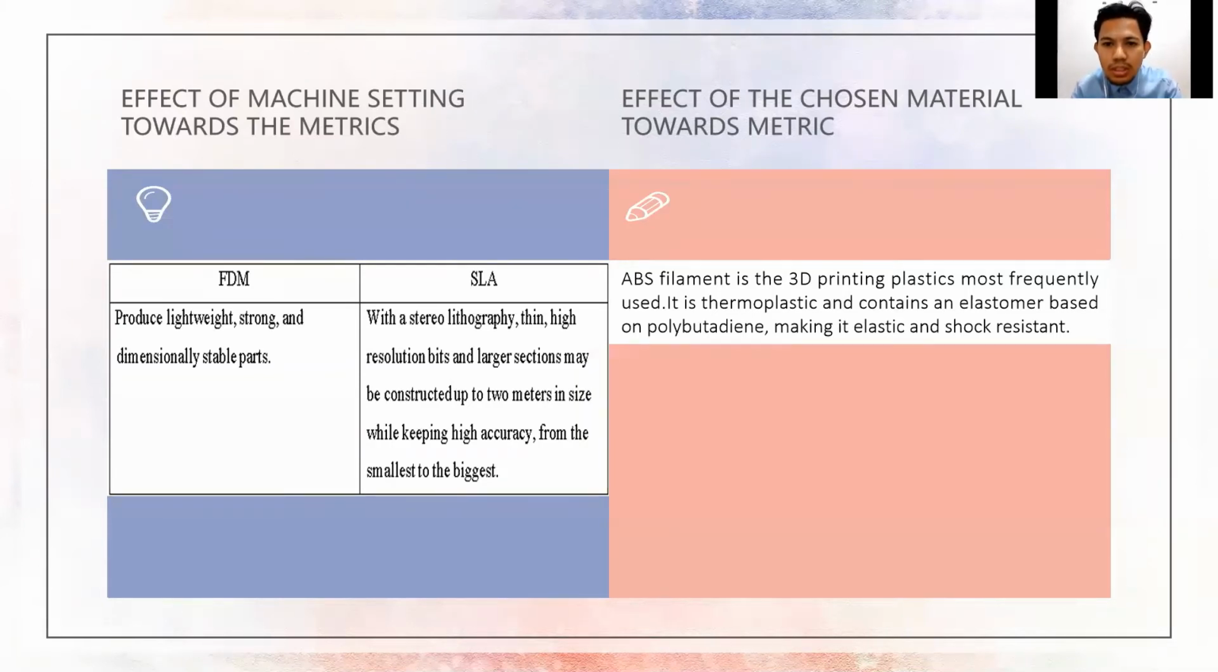For the chosen material, we are focusing on ABS filament because it is the most used 3D printing plastic, and after that it is thermoplastic and contains an elastomer based on polybutadiene, which makes it elastic and shock resistant.